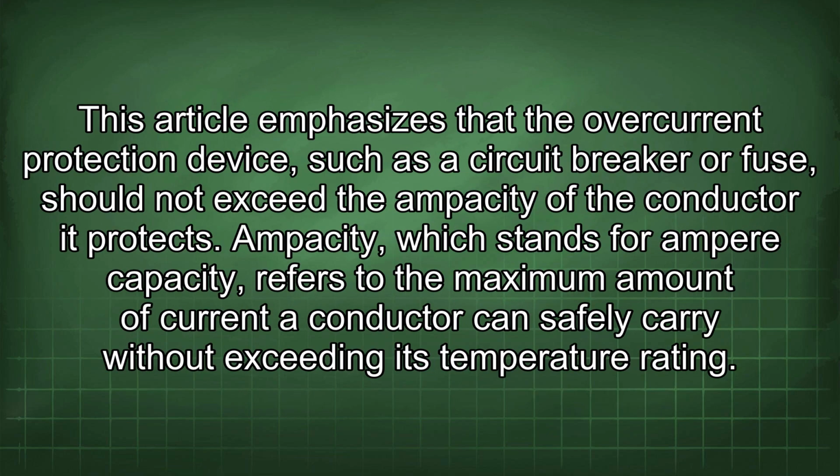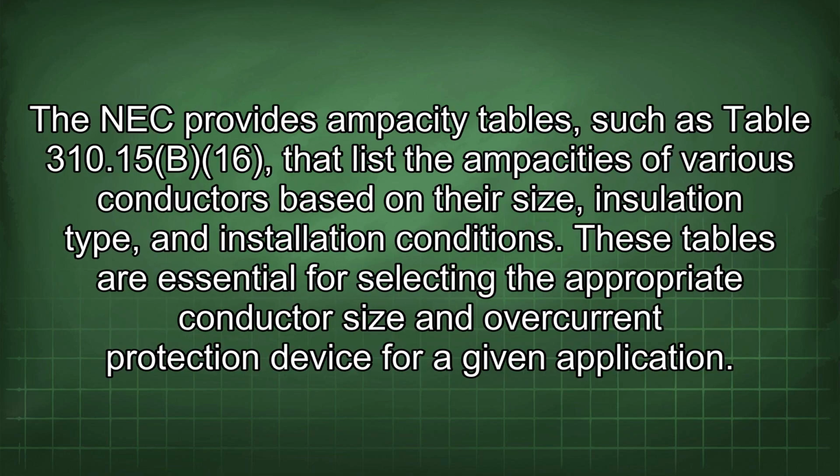This article emphasizes that the overcurrent protection device, such as a circuit breaker or fuse, should not exceed the ampacity of the conductor it protects. Ampacity, which stands for ampere capacity, refers to the maximum amount of current a conductor can safely carry without exceeding its temperature rating. The NEC provides ampacity tables, such as Table 310.15(b)(16), that list the ampacities of various conductors based on their size, insulation type, and installation conditions. These tables are essential for selecting the appropriate conductor size and overcurrent protection device for a given application.